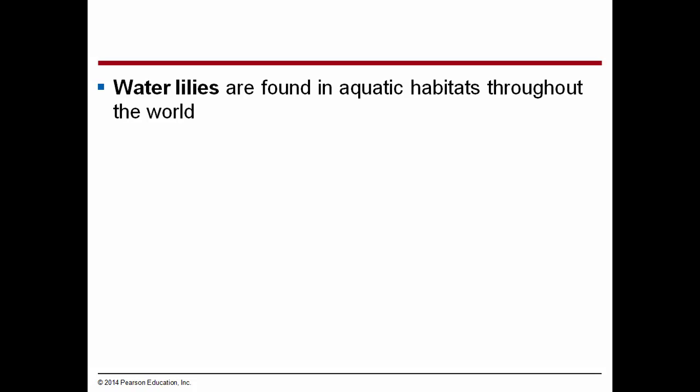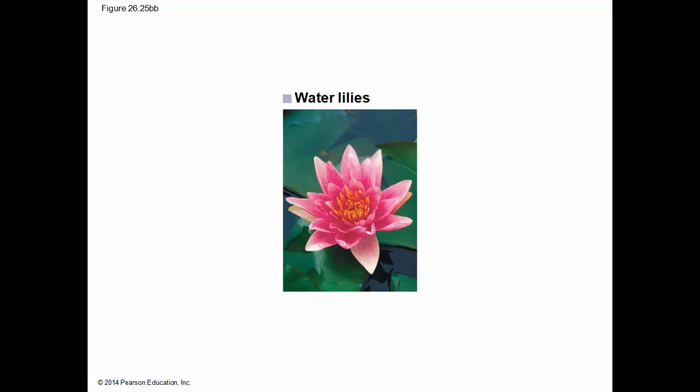Water lilies are found in aquatic habitats throughout the world. My parents even have water lilies in their backyard. It's common, you can have a garden pond, ornamental pond, and typically water lilies are grown there. And they're the second oldest lineage of flowering plants in the world. So it's pretty amazing to think about when you're sitting there by the pond.